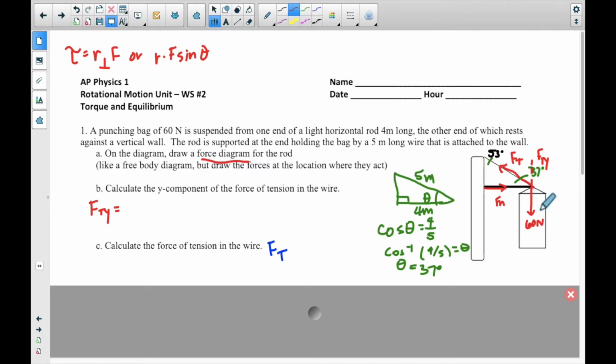Well, what is that going to be equivalent to? If you take a look at the free body diagram, what is that going to be equivalent to? Well, that's going to be equivalent to the force of gravity on the bag, or in other words, 60 newtons. And we ought to pay attention to our directions. So if the bag is working downward at 60 newtons, then the force of tension in the y direction must be working upward. And so that's the force of tension in the y direction.